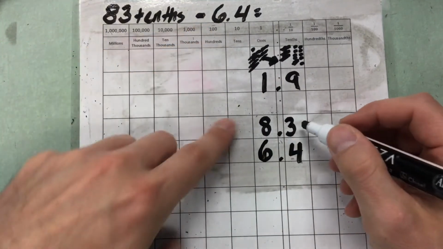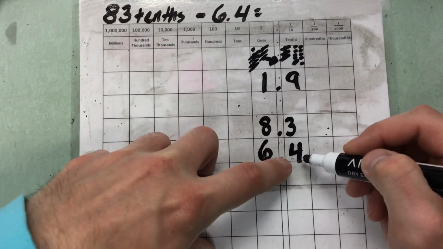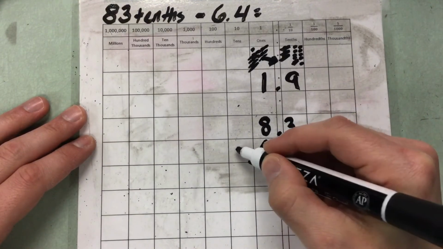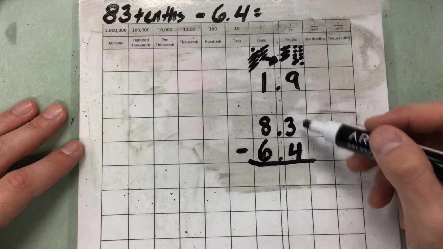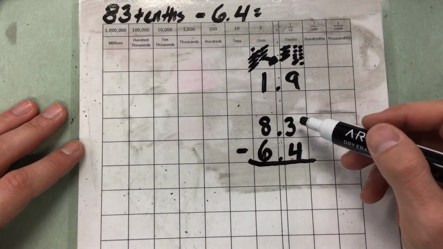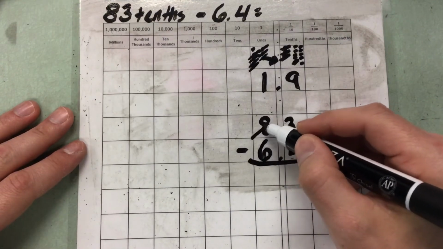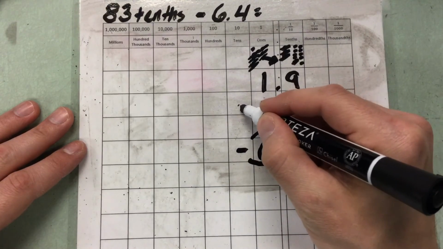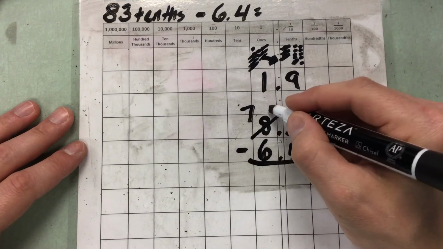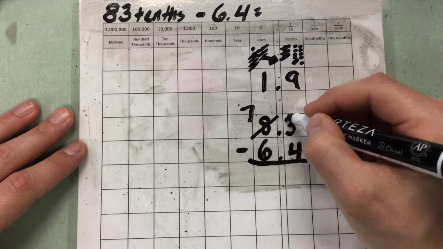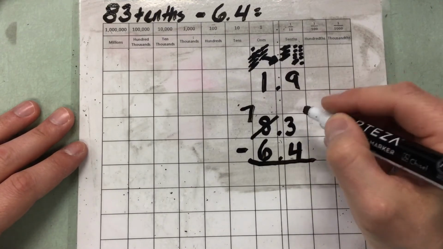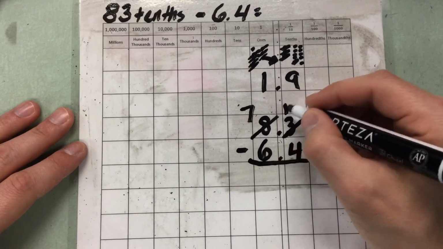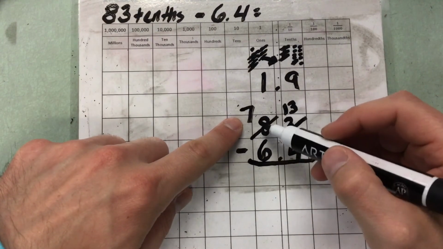So I've got to make sure I'm lining up these place values, ones with ones, tenths with tenths. If you do that correctly, the decimals should also line up. So now I'm just going to take away. Now, I notice I can't take away 4 if I only have 3. So I'm going to have to borrow from this 8. So when I borrow, I'm going to take away 1 one, leaving me with 7. When this 1 comes over, it's going to end up being 10 tenths. So this 3 is going to change to a what? A 13.